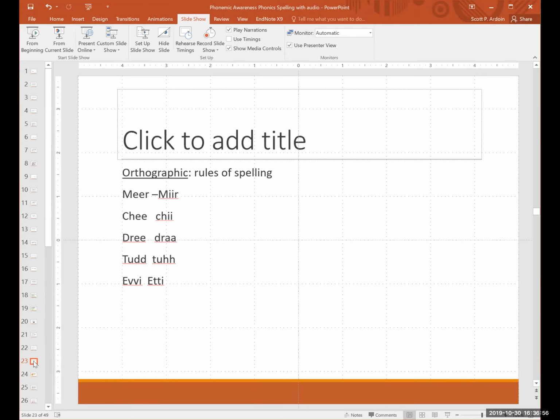Dree, it looks like all the correct ones are on, well, no, Dree would be correct, the E-E. Tud, we wouldn't typically see a double H in anything. And then the last one would be the one on the right, E-T-T-I. So we see double T's, but we never see double V's in our language.